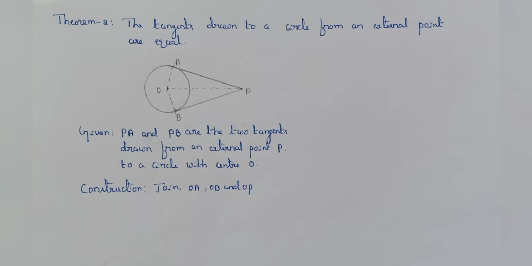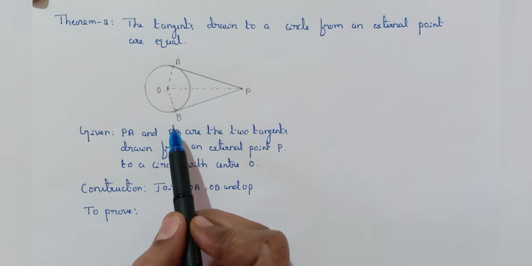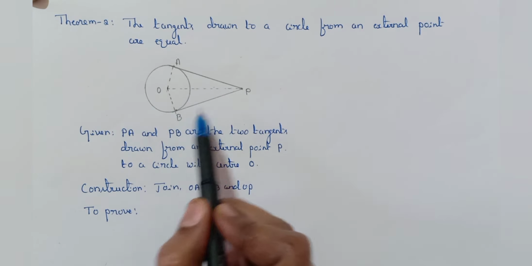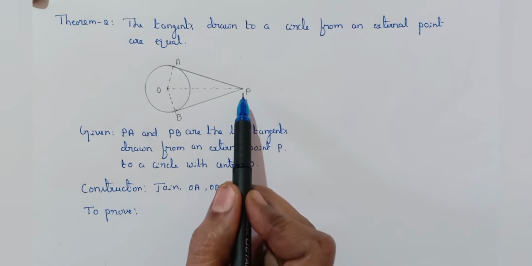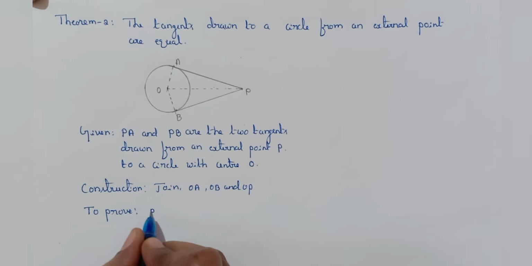Next, to prove. Here, PA and PB are the tangents drawn to a circle from an external point P. We have to prove PA is equal to PB.